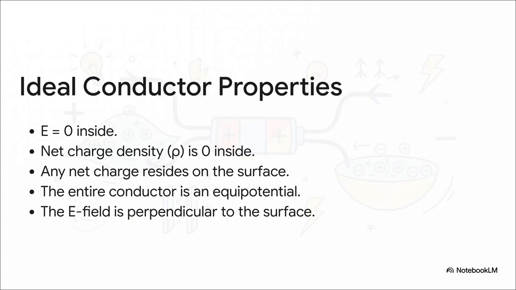And here is the absolutely mind-blowing part. An ideal conductor, once it settles down, is an equipotential surface. The whole thing. Why? Because if it weren't, if there were any little hills or valleys inside, the charges are free to move, so they would move. They'd flow around until everything was perfectly level. And that one single fact explains everything else on this list. The electric field inside has to be zero, any extra charge has to live on the surface, and the E-field lines outside have to hit the surface at a perfect 90-degree angle. It all follows from that one idea.